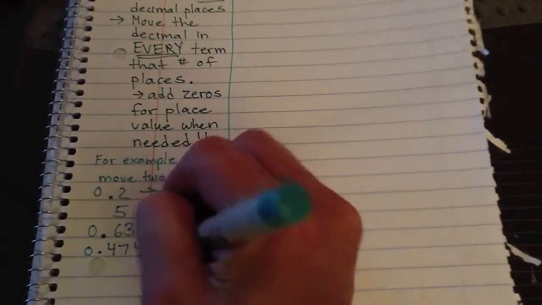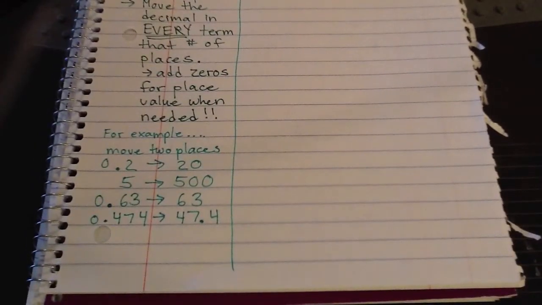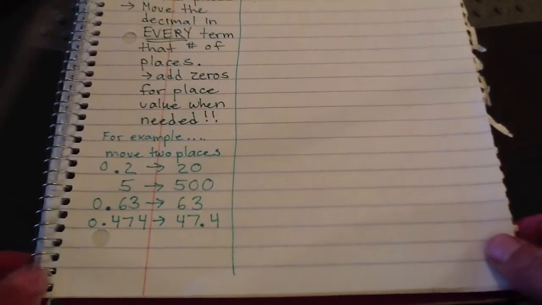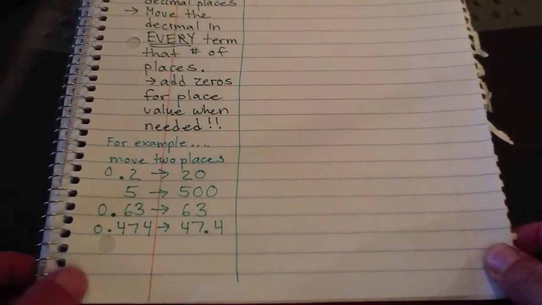If it was 0.474, now when I move it 2 places, notice my decimal didn't go away yet. So if you had a problem like that and that happened, then you would know that you needed to move it 1 more. Everything would need to move 3 places instead of 2. So let's try a couple examples with that. Hit pause if you're not done copying.